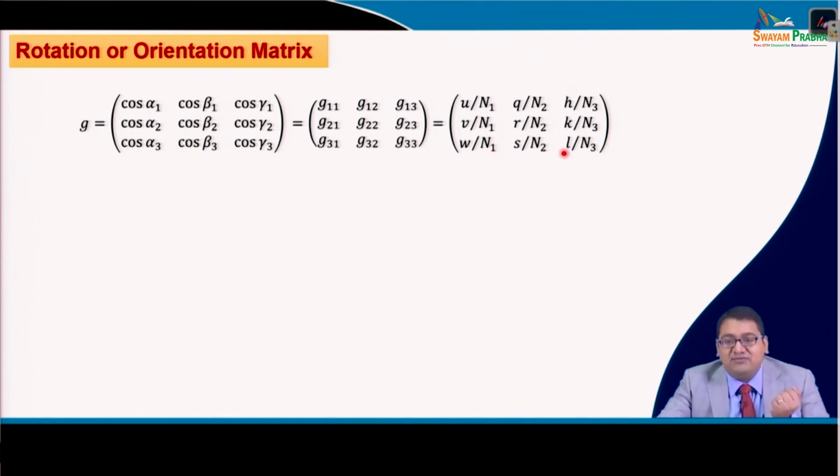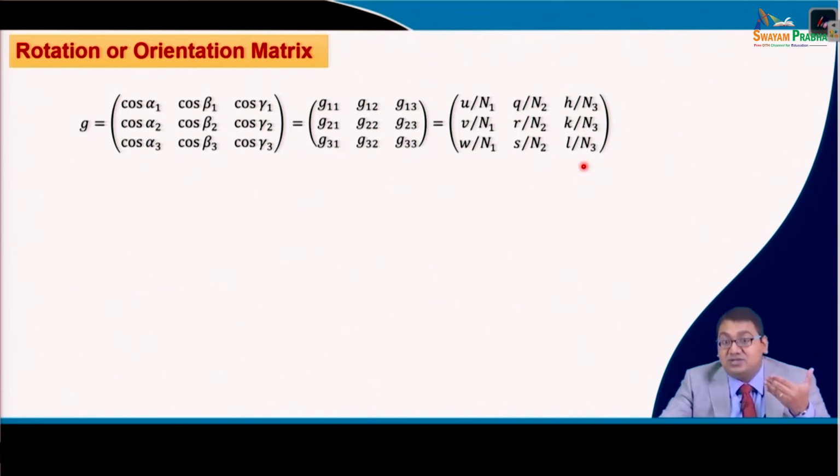On the other hand, if H k L is the Miller indices for the ND, then H divided by N3, where N3 is the square root of H square plus k square plus L square, is G13. Like that, k by N3 is G23, and L by N3 is G33.